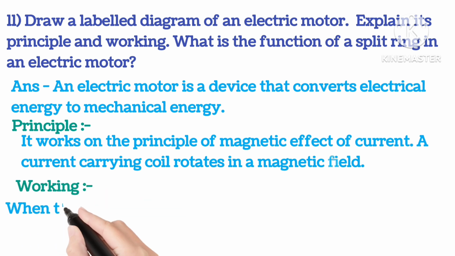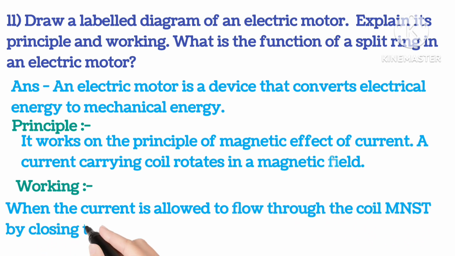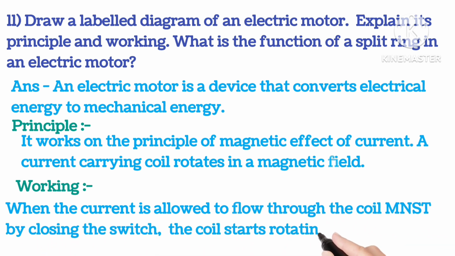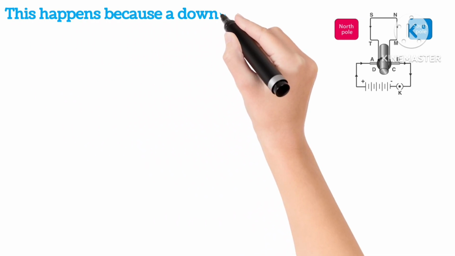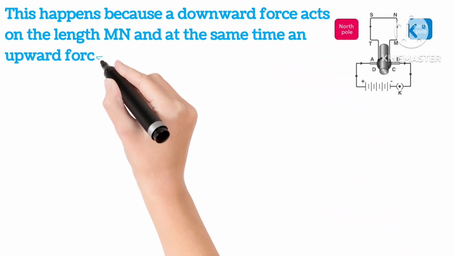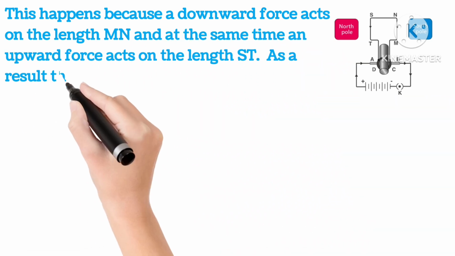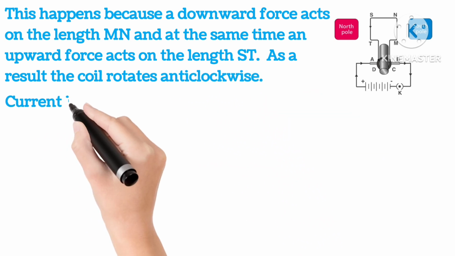Working: when the current is allowed to flow through the coil MNST by closing the switch, the coil starts rotating anticlockwise. As you can see here in the picture, this happens because a downward force acts on the length MN and at the same time an upward force acts on the length ST. As a result, the coil rotates anticlockwise.